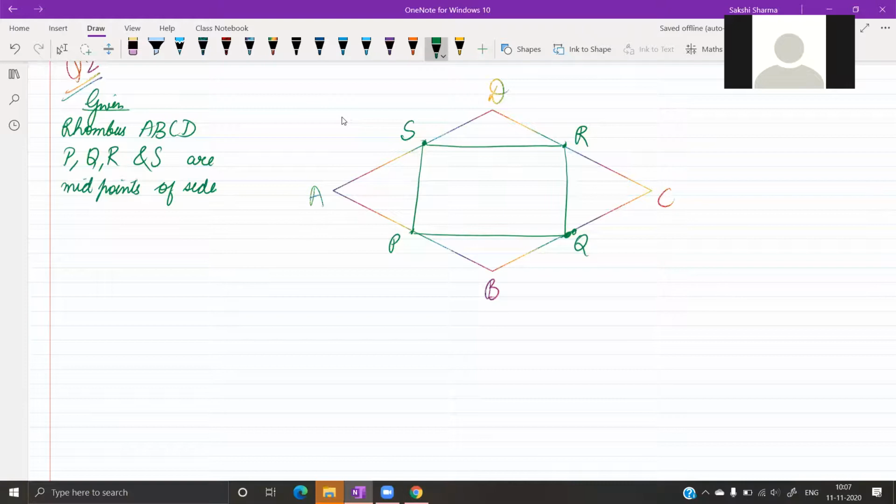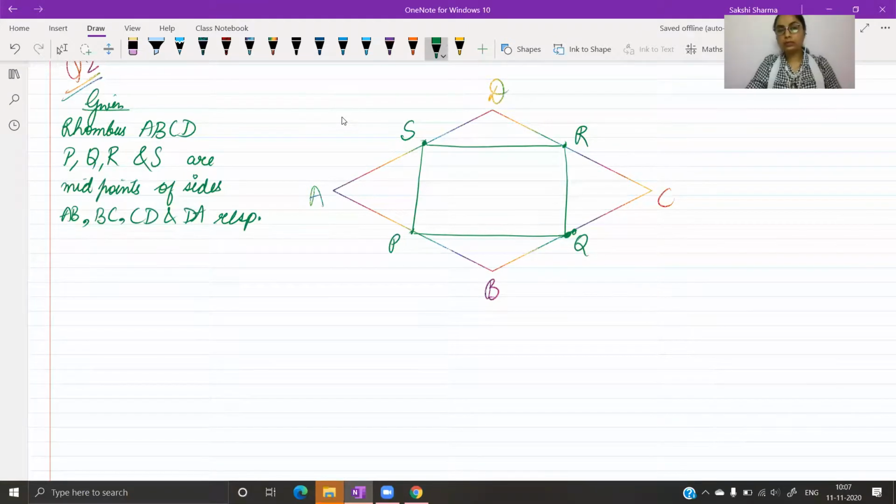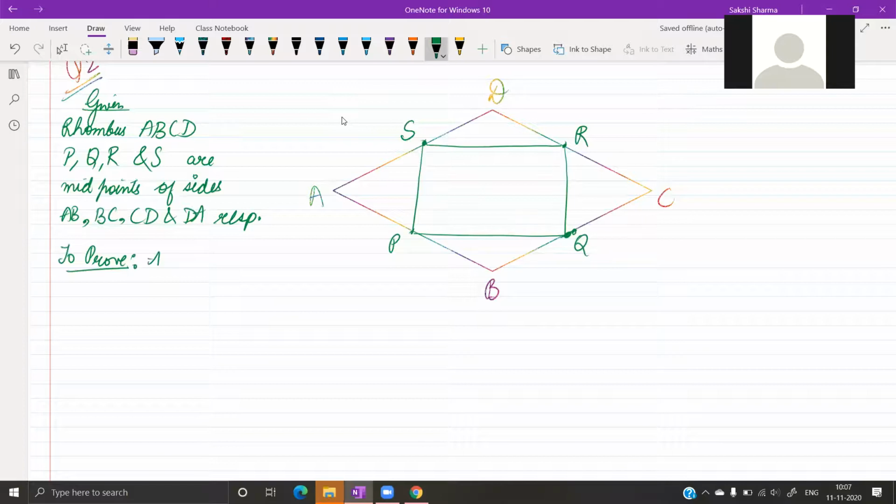Can you please again explain this? Sure. The proof for the parallelogram part? Yes. Sorry, it's PQRS.